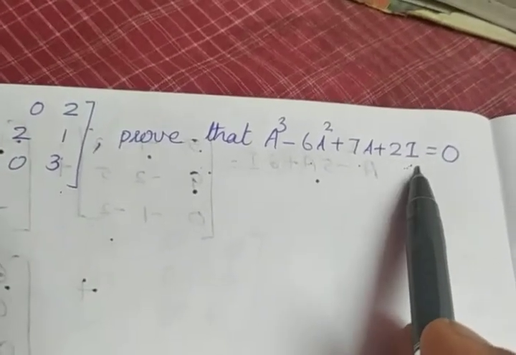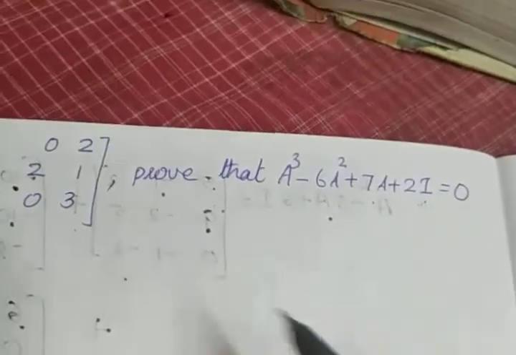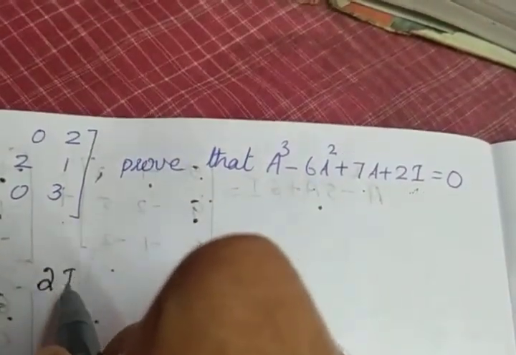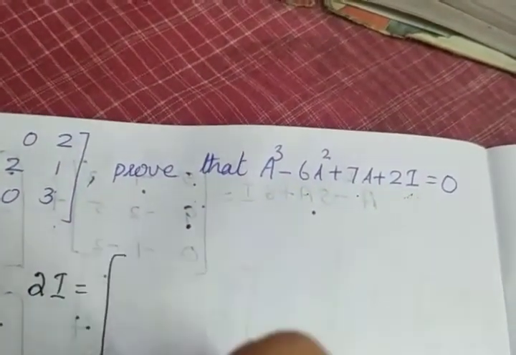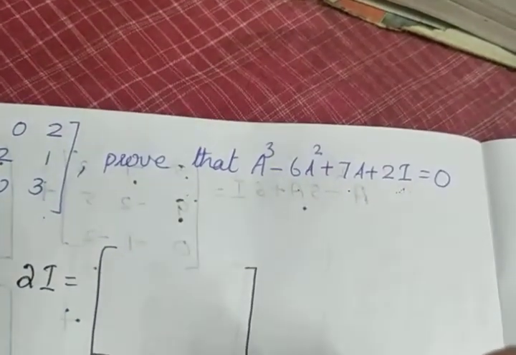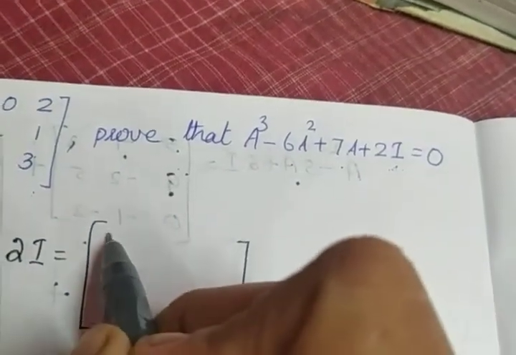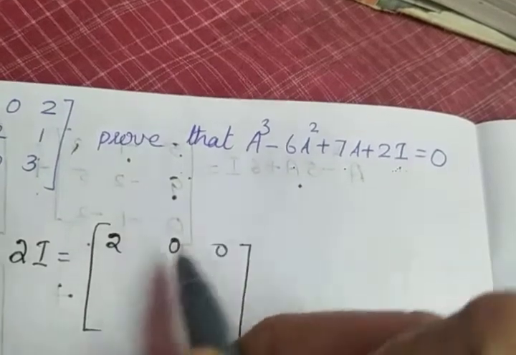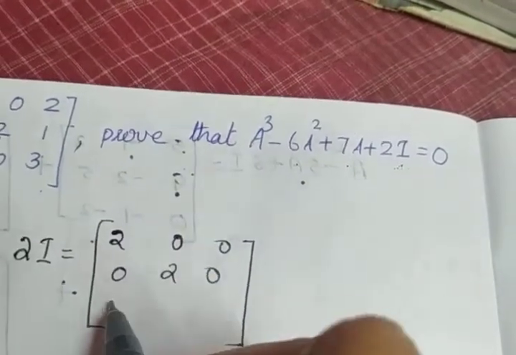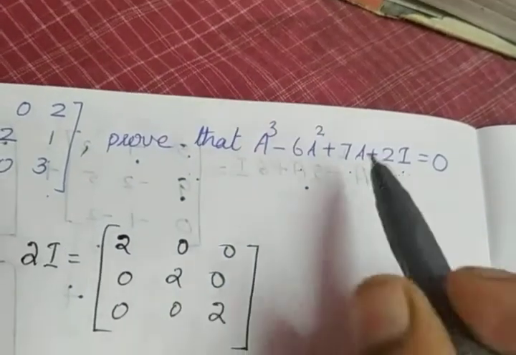Okay. So how will we start? We will start from the right side. We will first write the value of 2I. We know we are taking I as the 3 by 3 matrix, the order 3 unit matrix. So what will be 2I? 2, 0, 0, 0, 2, 0 and 0, 0, 2. Come to the next value.